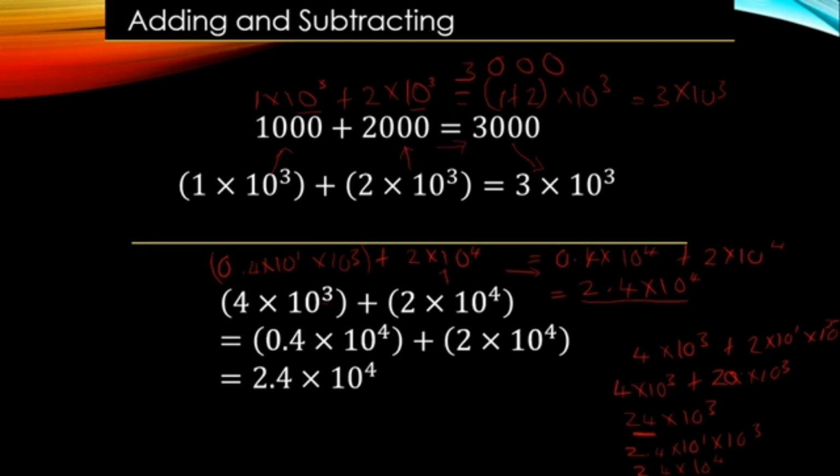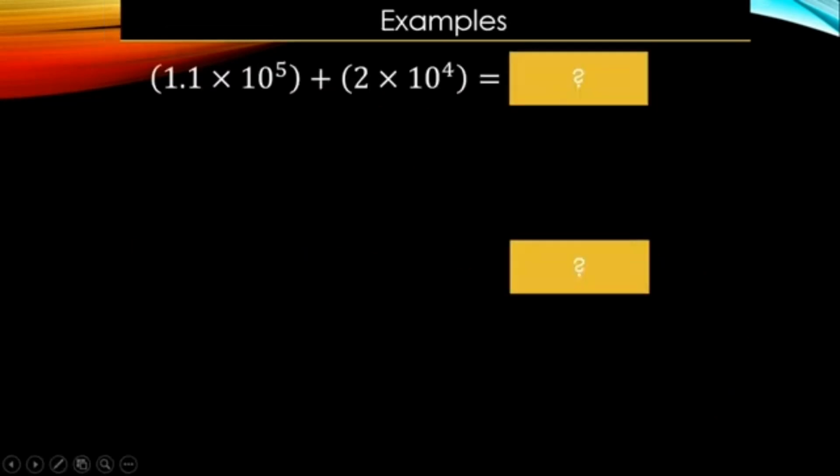However, in mathematics, any method which you use, as long as it gets you to the correct answer, and as long as the method is correct in itself, yes, you can use the method which is easiest for you. Let's try some other problems. Here we have 1.1 times 10 to the power 5 plus 2 times 10 to the power 4. So these powers are different. You would do yourself well to convert to the same power of 10.